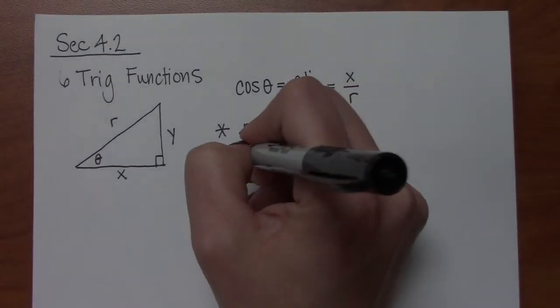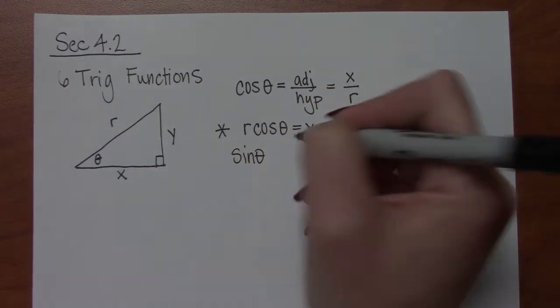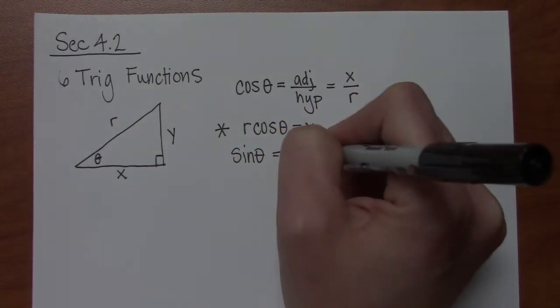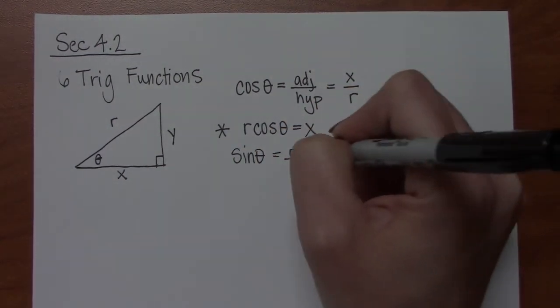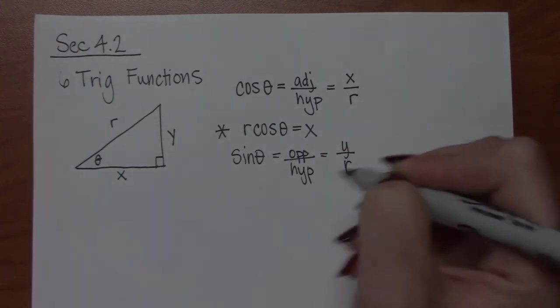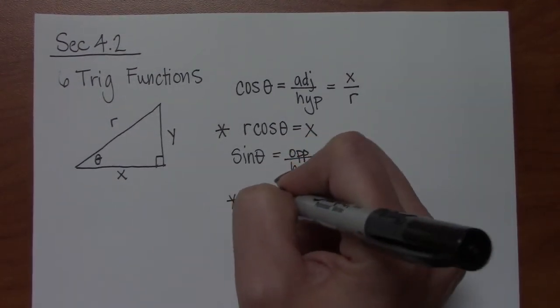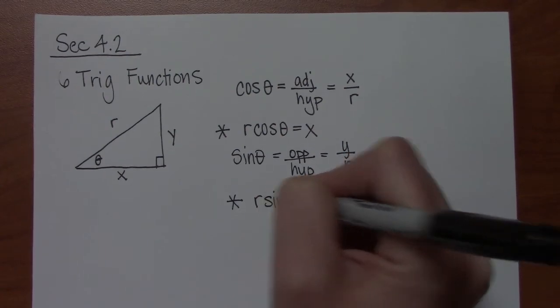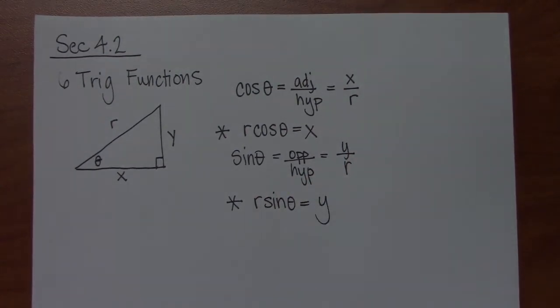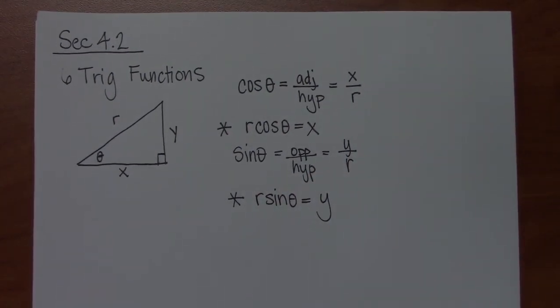So sine of theta is opposite over hypotenuse, and for our triangle, that's y over r. So if we solve this for y, right, we now see that the y values of any coordinate point are going to return the sine of that angle.